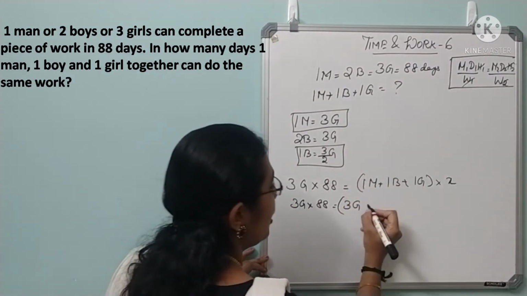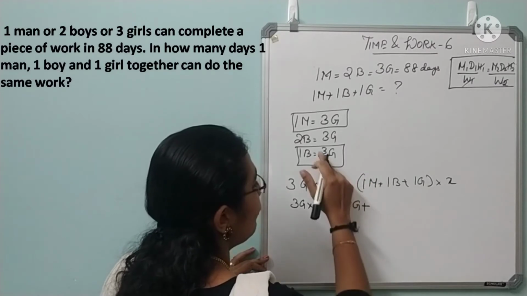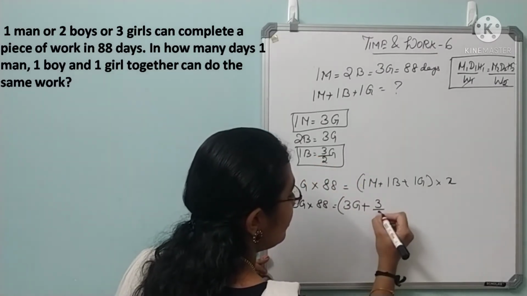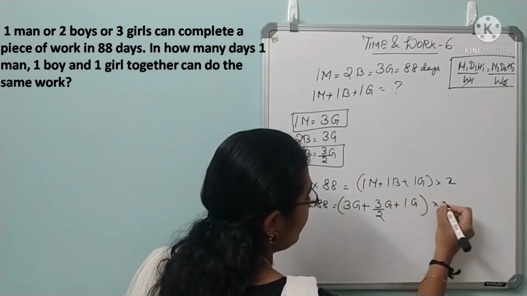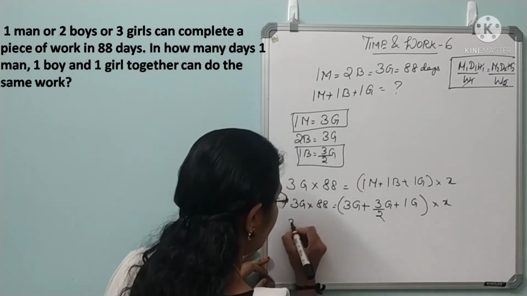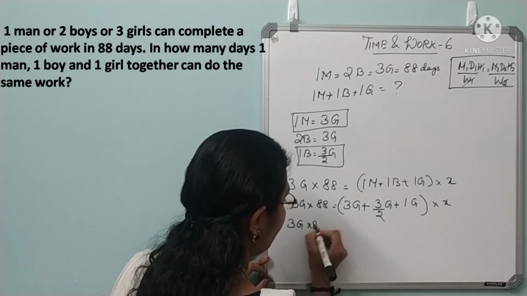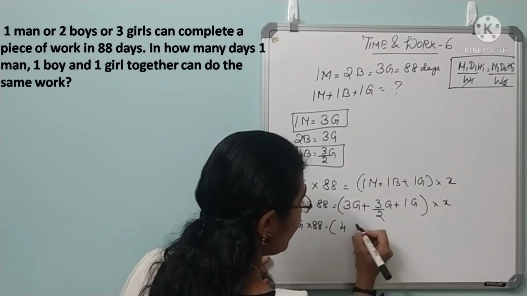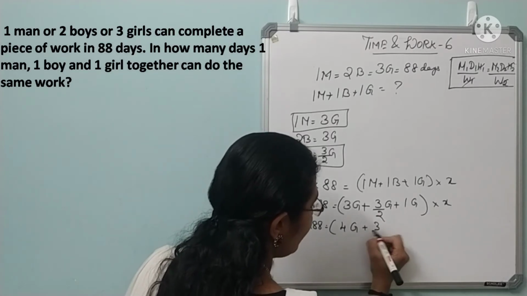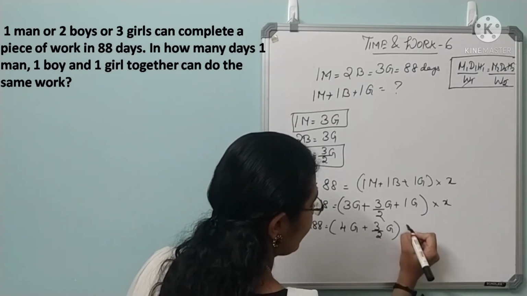So do that. Plus 1 boy. 1 boy is nothing but 3 by 2 girls, plus 1 girl into X. So 3 girls into 88, which is equal to 3 plus 1, 4 girls, right? 4 girls plus 3 by 2 girls into X.